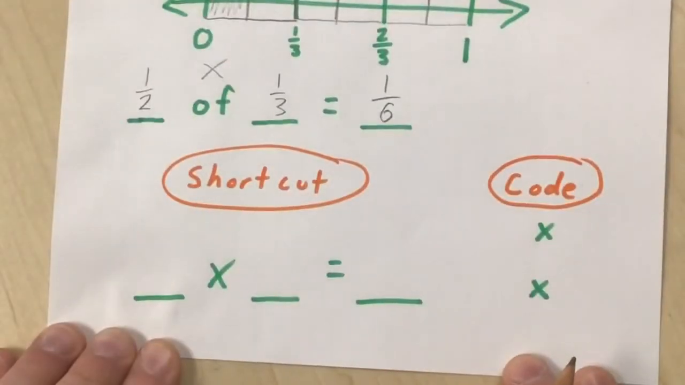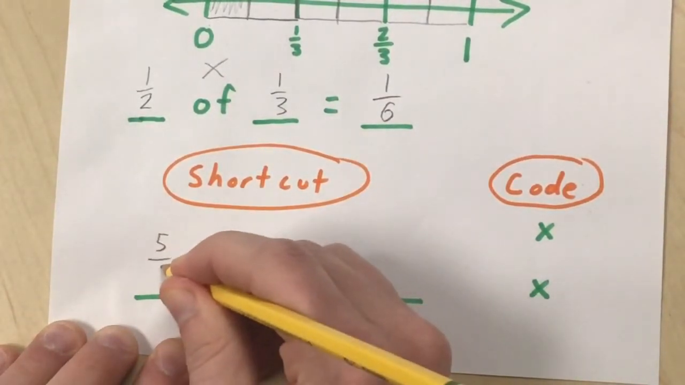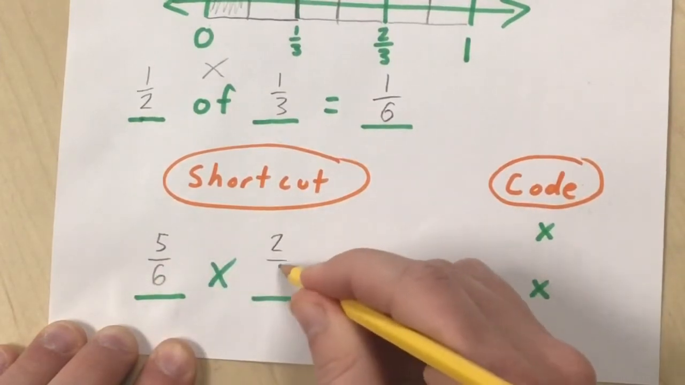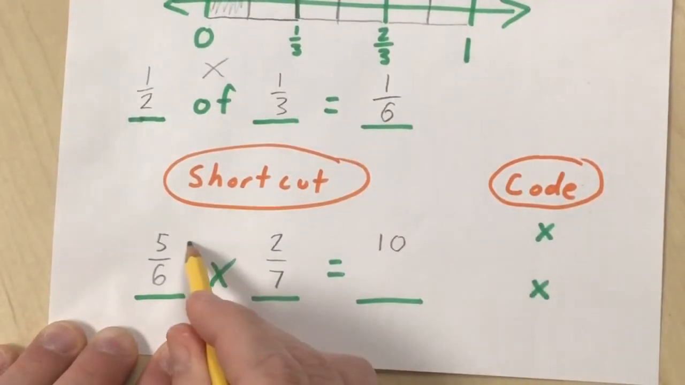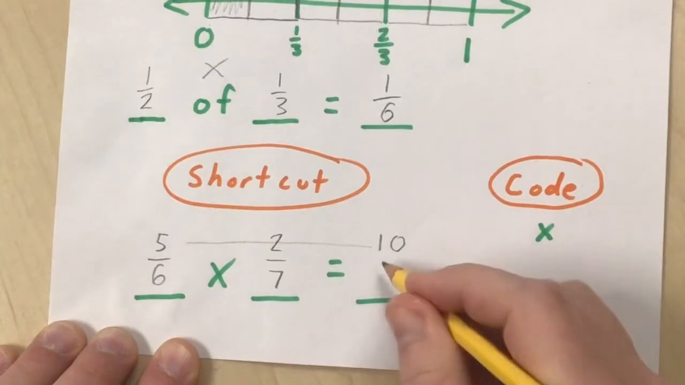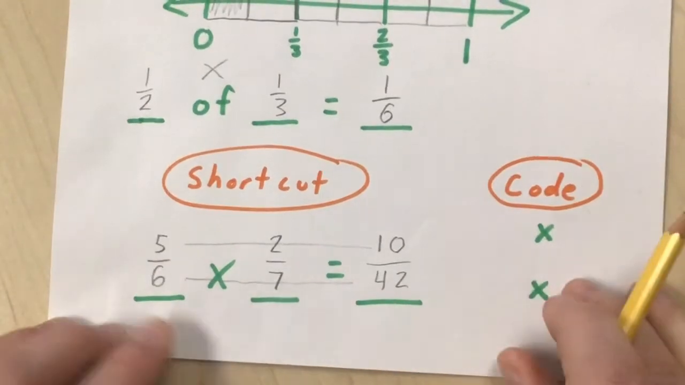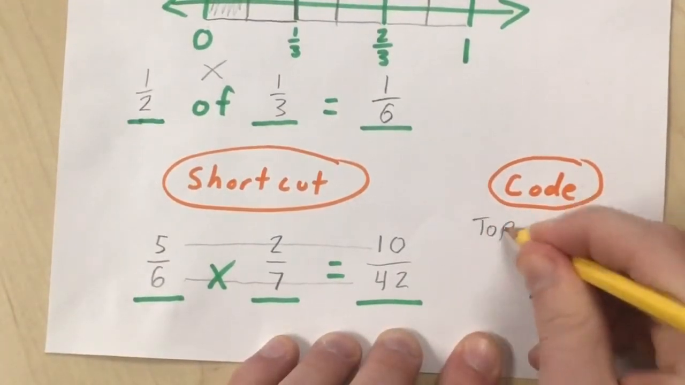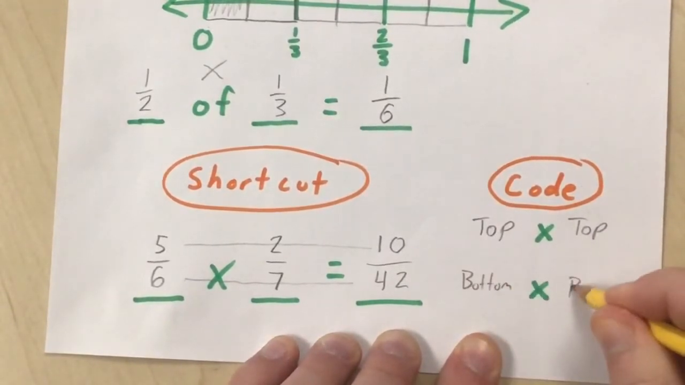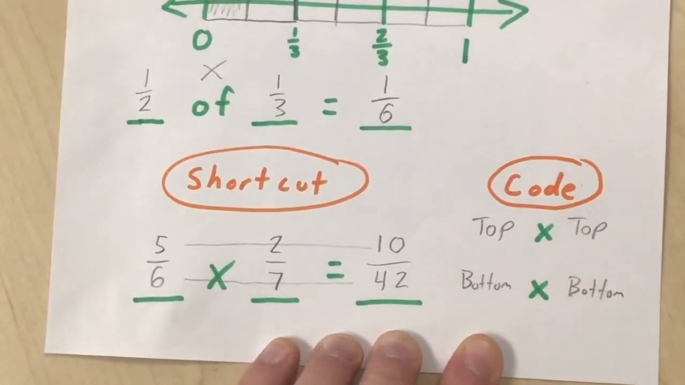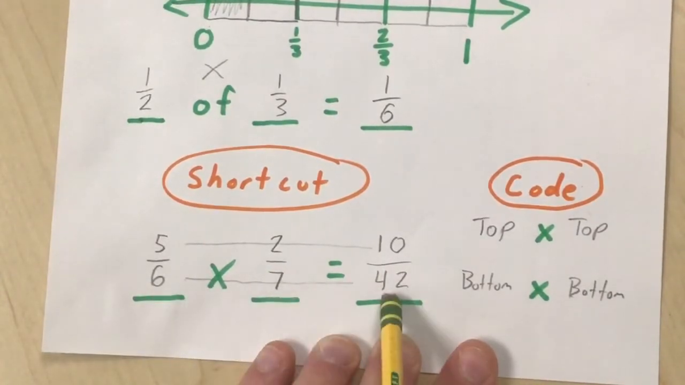This is the shortcut. Are you ready for this? Let's pretend we have the fractions 5/6 and 2/7. The answer to this is 10/42. And if you're looking for the code, it's very simple. Top times top, bottom times bottom. Got it? 5 times 2 is 10. 6 times 7 is 42.